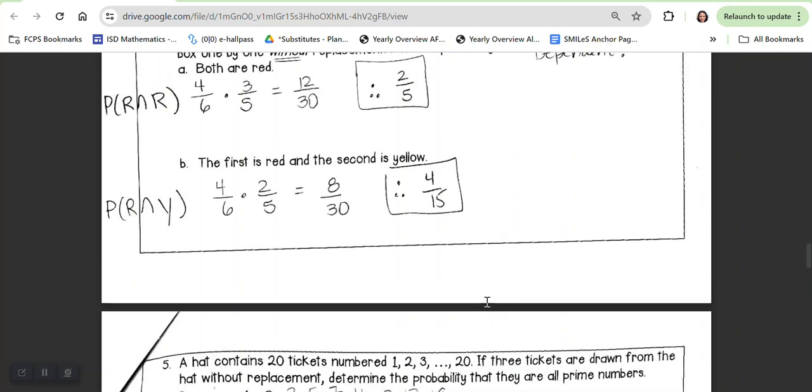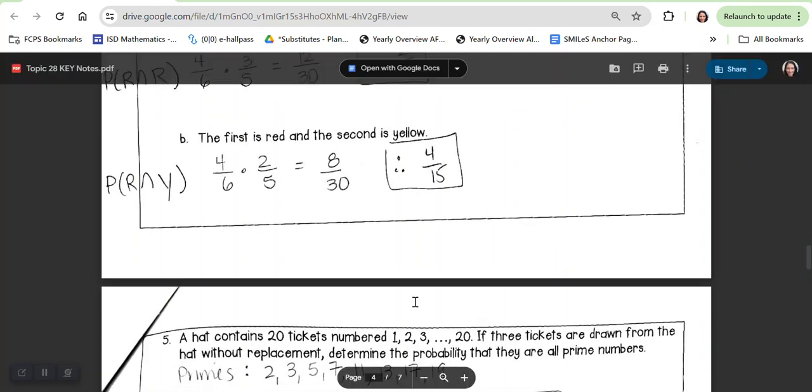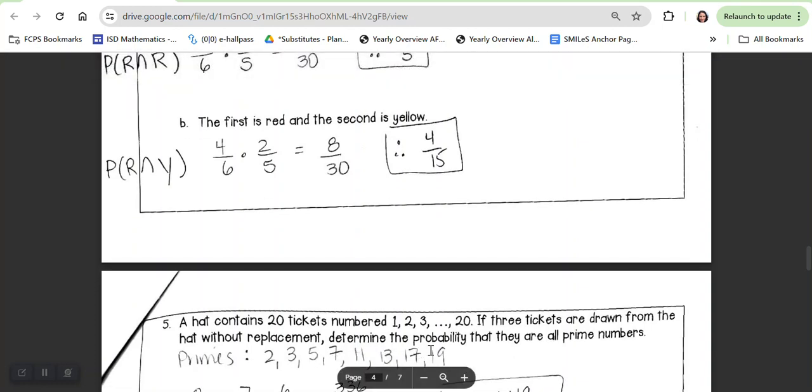A hat contains 20 numbers, numbered 1, 2, 3, 4, 5, all the way up to 20. If 3 tickets are drawn from the hat without replacement, determine the probability that they are all prime numbers. So first we have to figure out what the prime numbers are, and here they are. So we have 1, 2, 3, 4, 5, 6, 7, 8 prime numbers. Now each time we take one of these prime numbers out, it is gone, so the second time we'll have 7, and then we'll have 6.